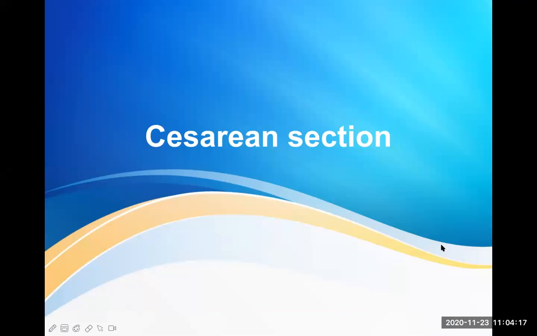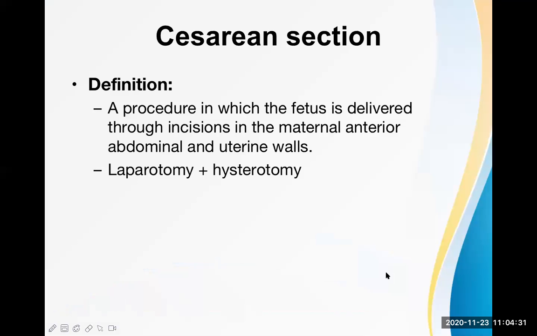Now, with this, let me enter into probably the most important topic among them all, and if any question comes, we love to ask about the cesarean section. So please pay attention. Let's enter into the topic, cesarean section. Now, what is the definition or the meaning? Cesarean section is a procedure in which the fetus is delivered through an incision in the maternal anterior abdominal and uterine wall.